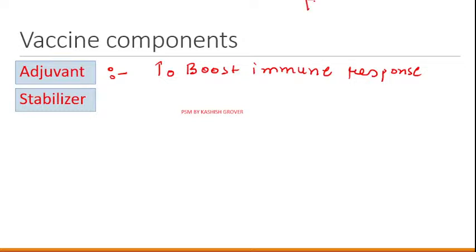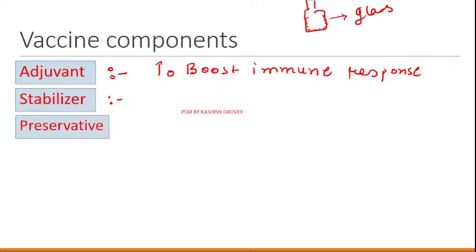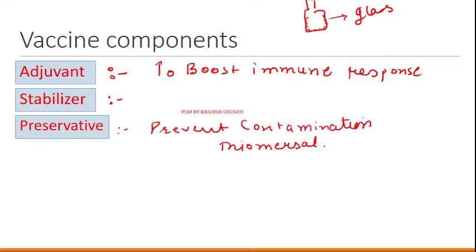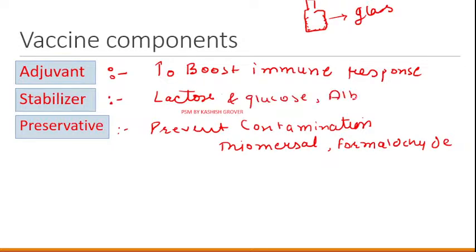Next is stabilizer. We have this vaccine in a vial, and this vial is made up of glass. So the components of vaccine stick to the glass wall, right? This might decrease the vaccine efficacy. So stabilizers are added to prevent vaccine components adhering to the glass. Next is preservative. We add preservative to prevent contamination of vaccine, right? The preservatives added are thiomersal and formaldehyde. Now what are the examples of stabilizer? It is lactose and glucose or albumin.